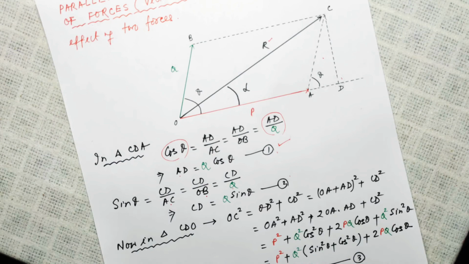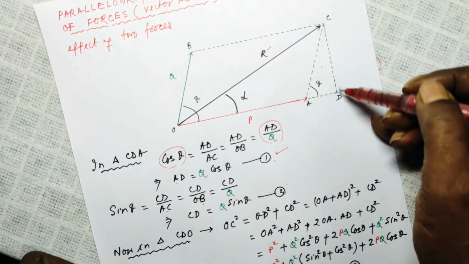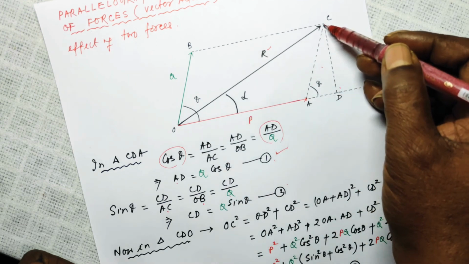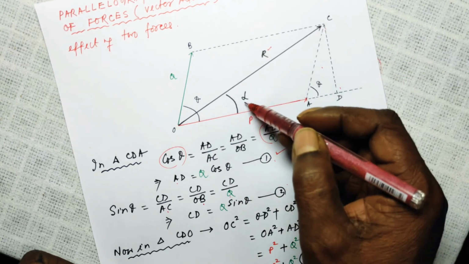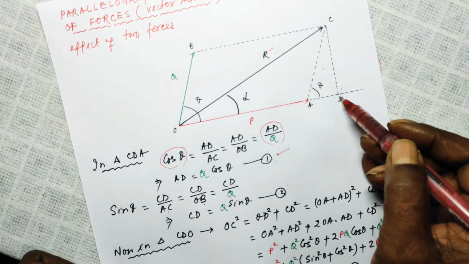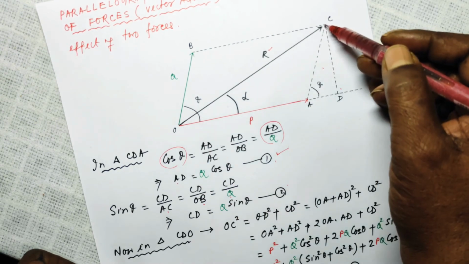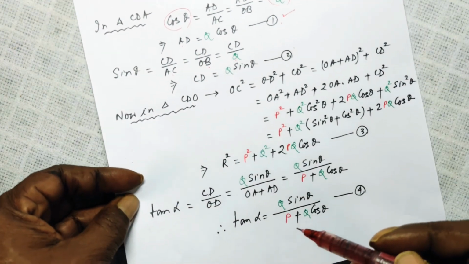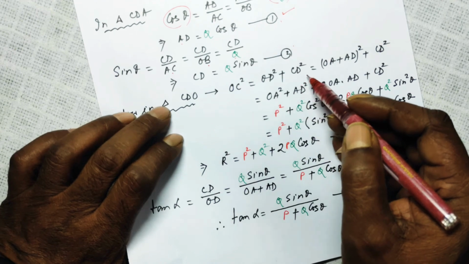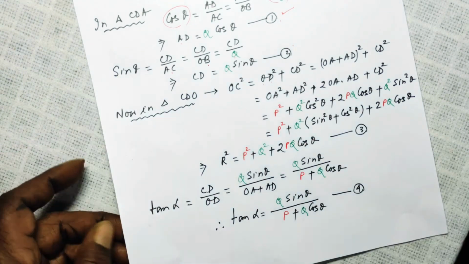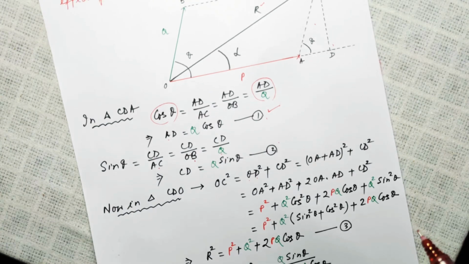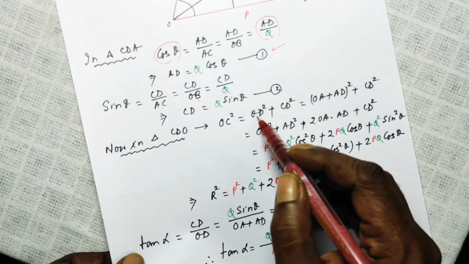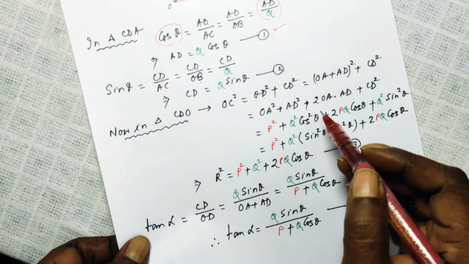Now, once that is done, look at the right angle triangle, right angle at D, CDO. This is the hypotenuse, this is the perpendicular in front of the angle alpha, and OD is the base. Therefore, OC square will be equal to OD square plus CD square, and OD is equal to OA plus AD. So I have replaced OD with OA plus AD, plus CD square.